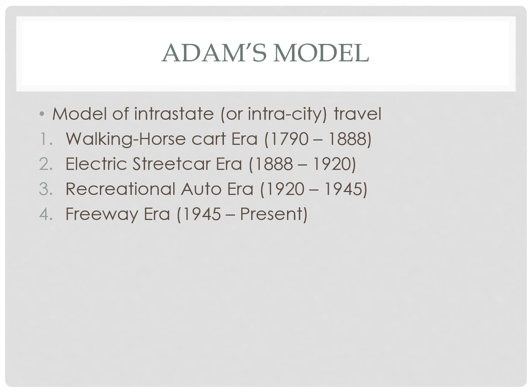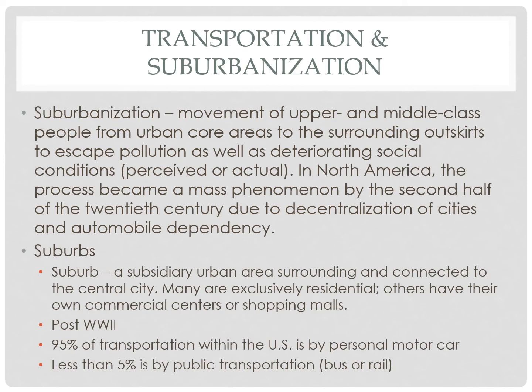So let's explain how that works. The first thing that we have to do is identify what suburbanization is. Now, we've talked about it throughout the year. We've defined it going back to our migration unit, but this is how it affects us when we're talking about the development of cities. Suburbanization is the movement of upper and middle class people from urban core areas to their surrounding outskirts to escape pollution as well as deteriorating social conditions, whether those are perceived or actual.